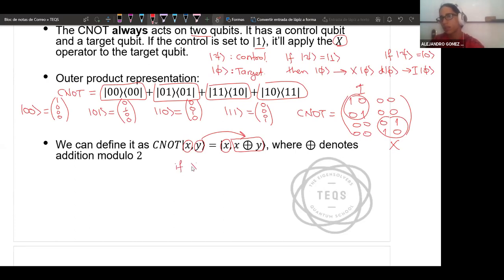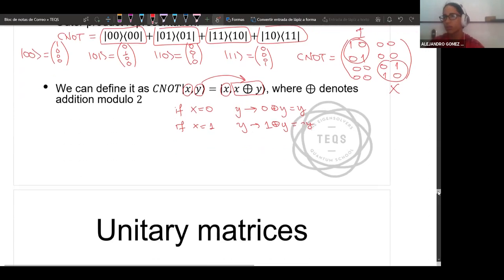If X equals 0, then Y goes to 0 plus Y, which is just Y. And if X equals 1, then Y goes to 1 plus Y, which is just the negation of Y. So that's just saying the same, that the X gate is going to be applied, or the CNOT is going to perform the addition modulo 2 of those quantities in the qubits.